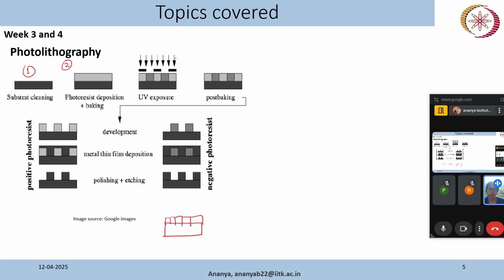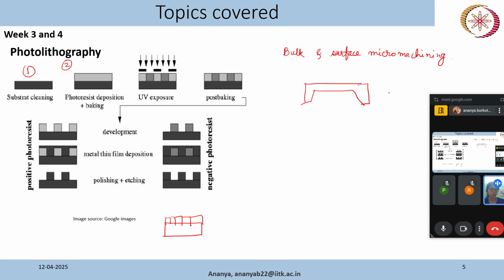Okay, now along with photolithography, in week 3 and 4 we have also discussed bulk and surface micromachining. Bulk and surface micromachining is a removal or etching of some material. In case of bulk micromachining, we will remove most of the silicon wafer. Suppose this is a silicon wafer, we will remove this portion of silicon, a significant portion. That is why it's bulk micromachining.